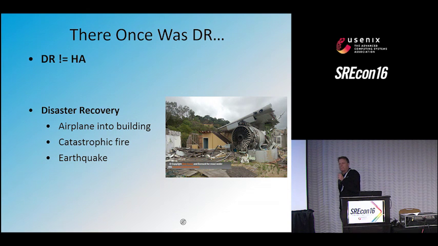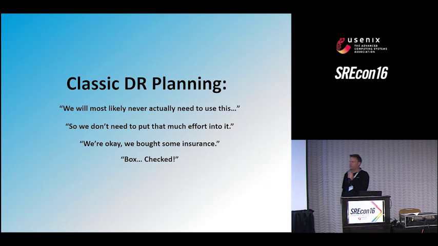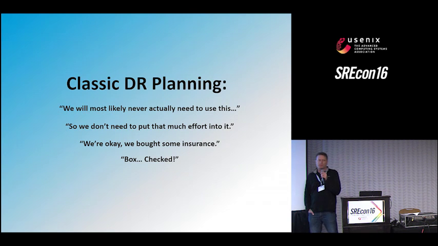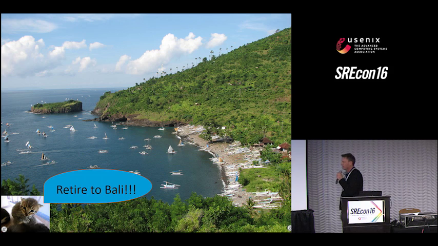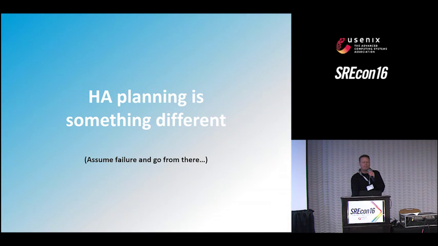As an industry, we once had a thing called DR, which does not equal high availability. It's all about disasters, airplanes into buildings, catastrophic fires, earthquakes, things that probably will never happen to you. And so people put about that much effort into it, right? Everybody had a personal DR plan, and this is a quote from an architect I was working with: retire to Bali. HA planning is something different. We assume failure. We go from there.